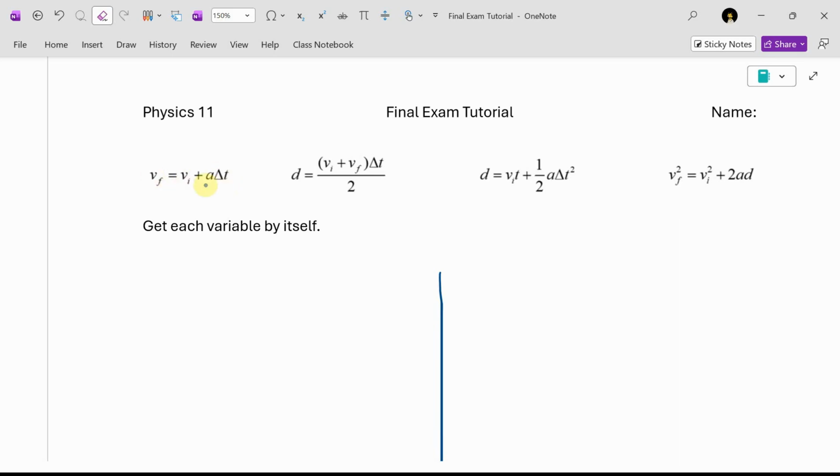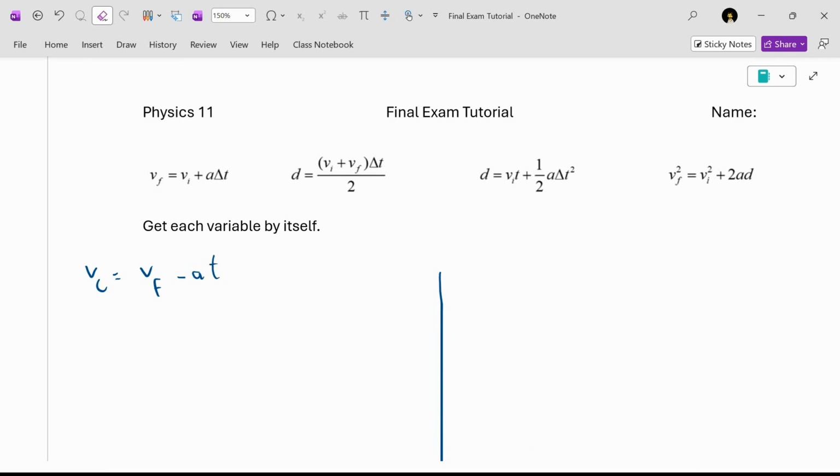So here's our first equation, VF equals VI plus AT. You want to be looking at that on your formula sheet in front of you. And hey, Brendan, let's get the VI by itself. What's going to drop down like a domino? Good. And then how would you move the AT over? We would treat that as one term. Yep. All right.